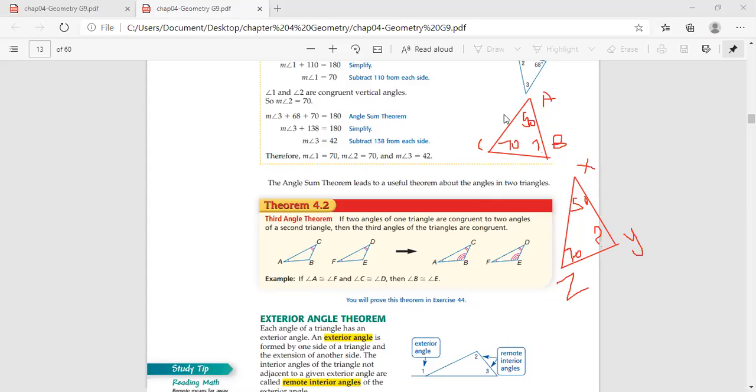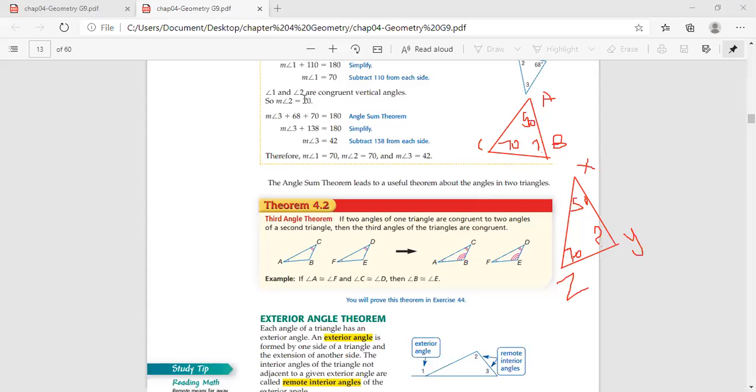Or we can compare the two angles. In the first triangle, I have A equal 50 and X equal 50, right? And C equal 70 and Z equal 70. Then, sure, the third angle in both triangles should be the same. So this is the theorem, which is called the third angle theorem.